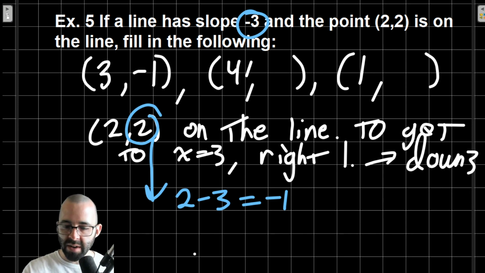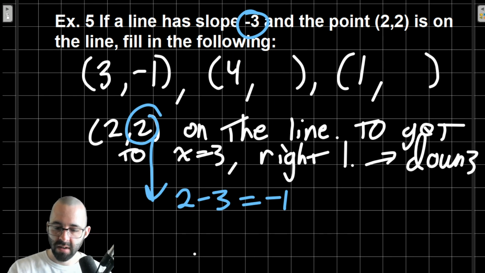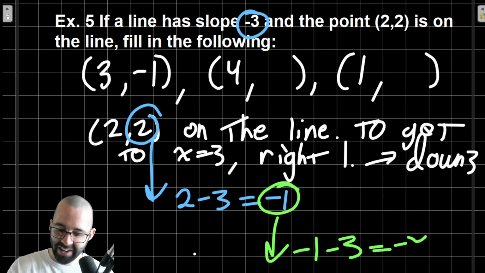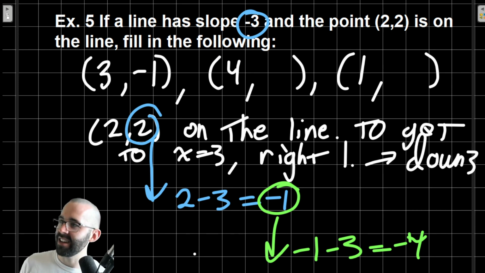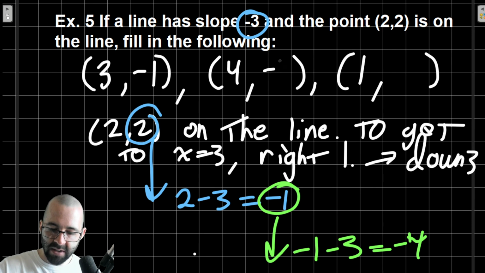And then notice, right, we have to go over to 4 as well. Again, that's right 1 unit. We have to go down 3. So again, we say, okay, well, what's down 3 from -1? Well, that's -1 minus 3, which is -4. And you can even see it now. So the y-coordinate here is going to be -4.